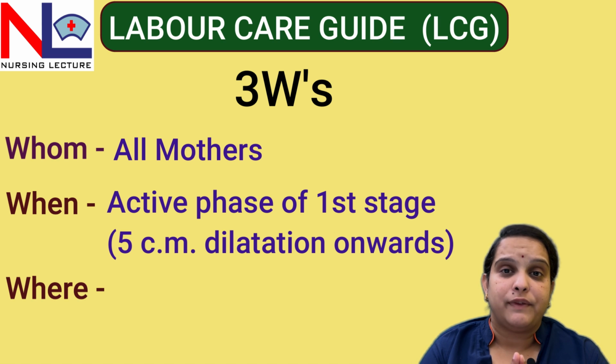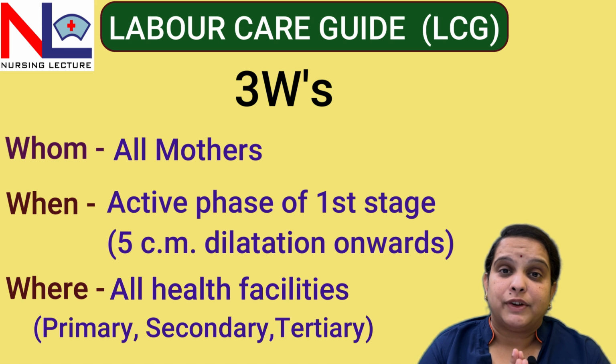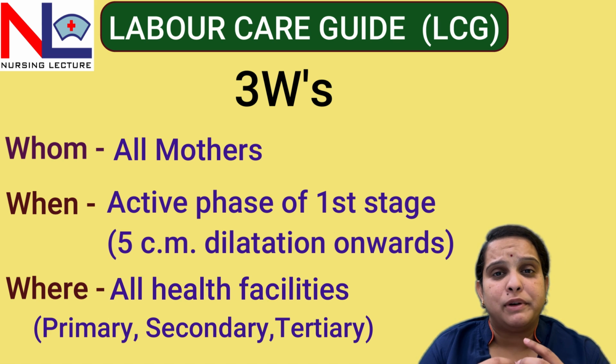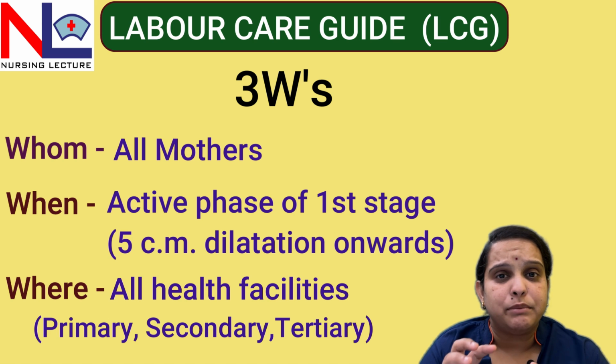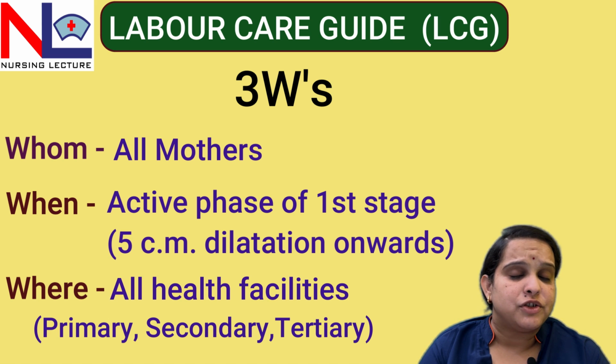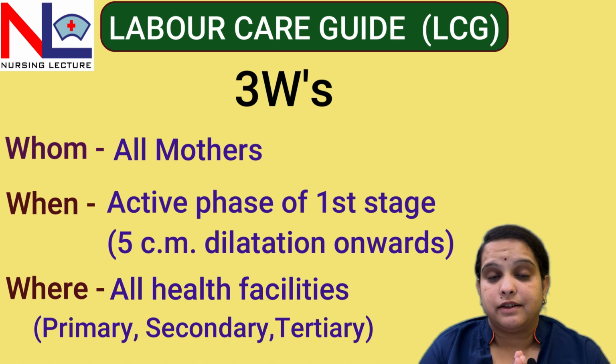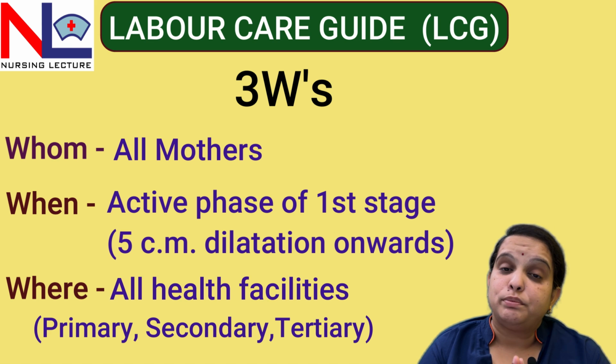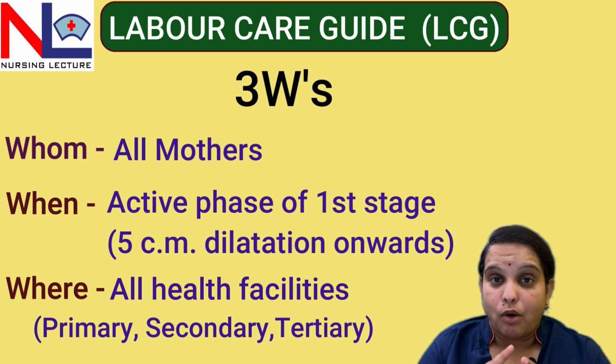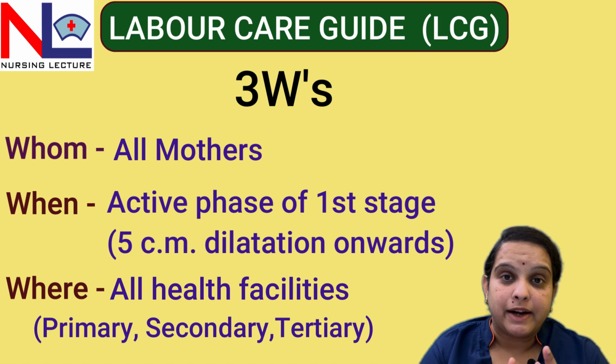And the third W is where. This tool can be used in all health settings, whether primary, secondary or tertiary, because if the mother is being monitored at a low level or at a primary level, and suddenly a complication arises, then these findings can be highlighted and immediately action can be taken, and she should be immediately referred to the higher center. So ideally this tool should be used in every health setting. So these are the 3 W's, that is on whom we can use this tool, where to be used and when to be used.